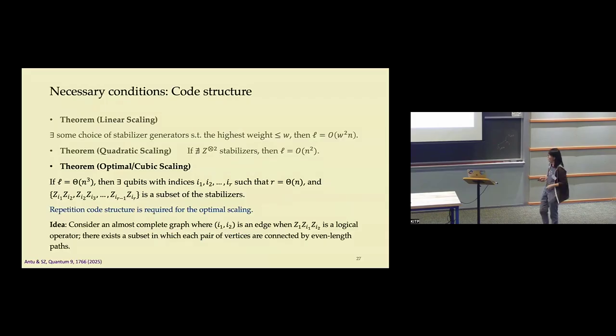In order to show this, we just need to consider the same type of graph, where we fix the first qubit to be qubit 1, and consider the edge between qubit 2 and qubit 3, where they form a logical operator. Then we can show that this type of graph must be an almost complete graph. And then using that result, we can show it must have some kind of repetition code structure in order to get the almost complete graph assumption.